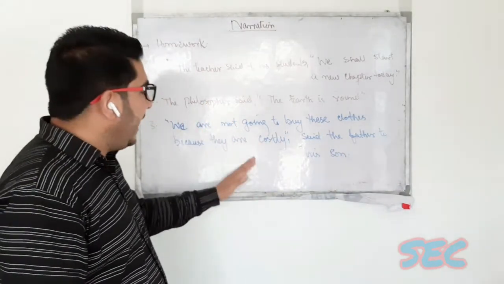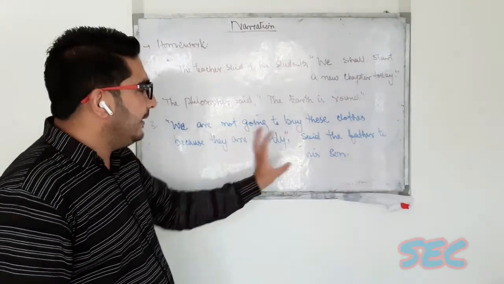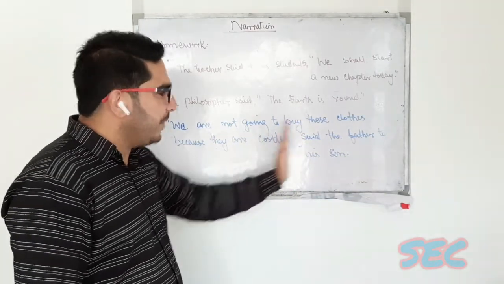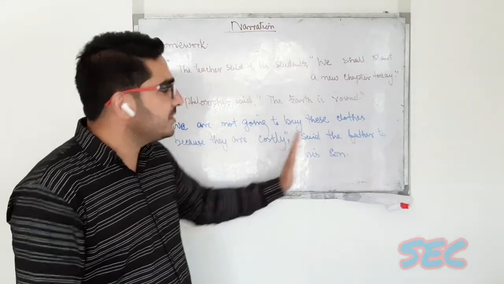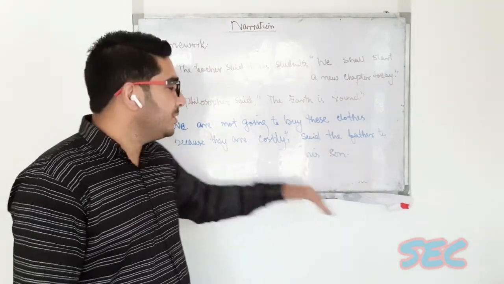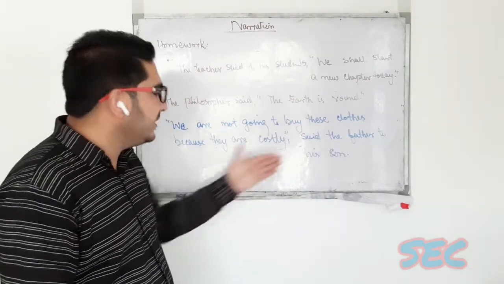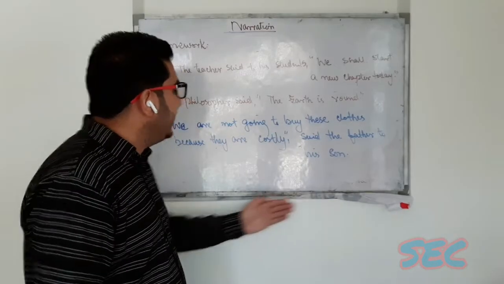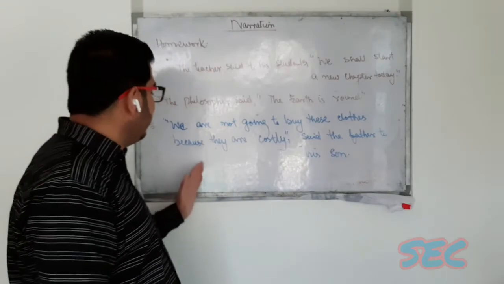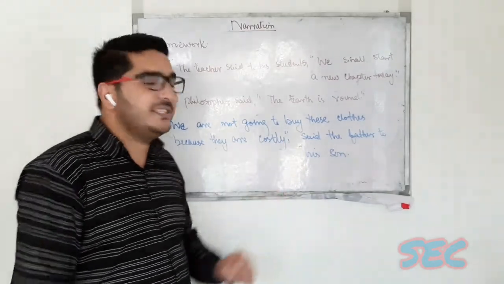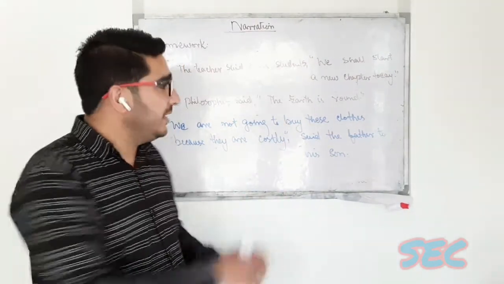And this sentence, I shifted its parts a little bit. I wrote down the reported speech first, then the reporting speech. So it is like this: the father said to his son, we are not going to buy these clothes because they are costly. And we are not going to buy these clothes because they are costly, the father said to his son. So you try them, they are very easy.